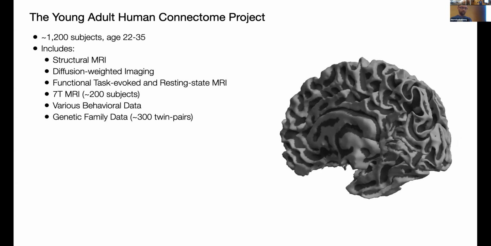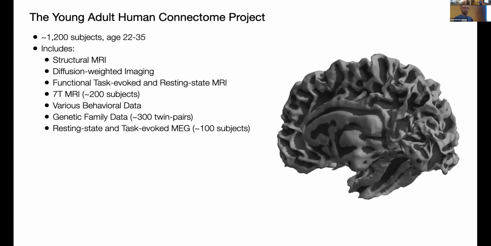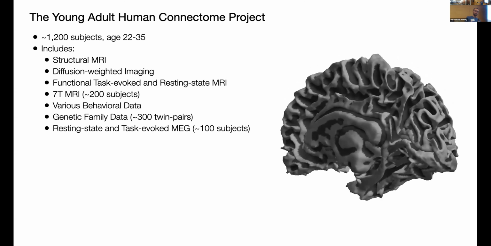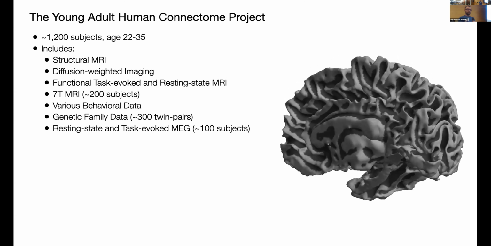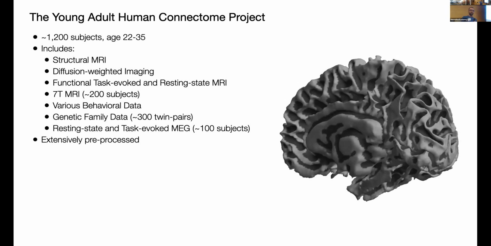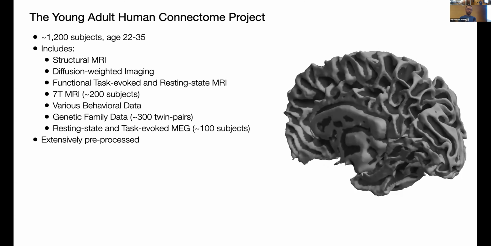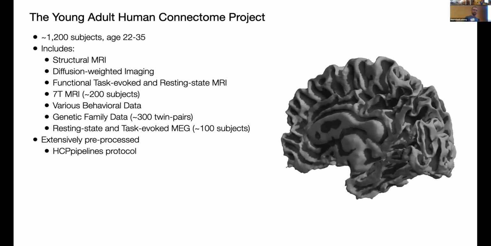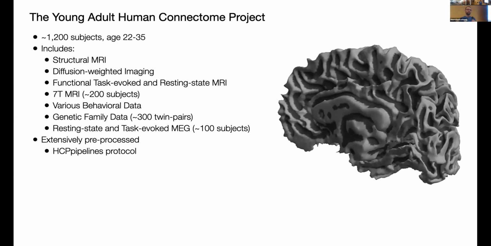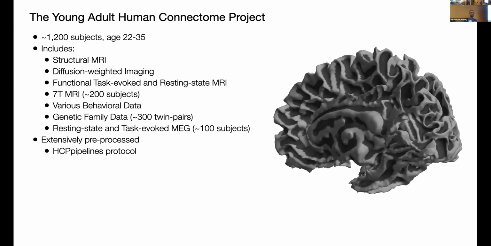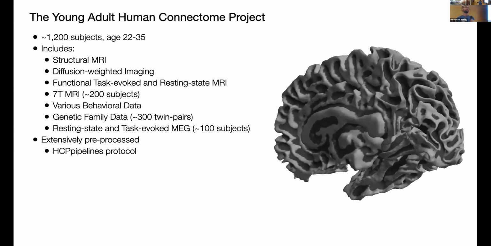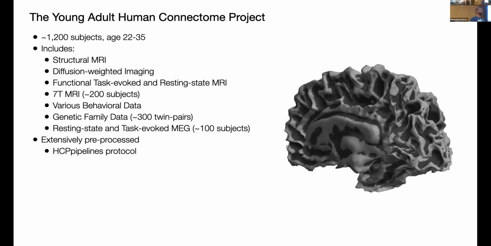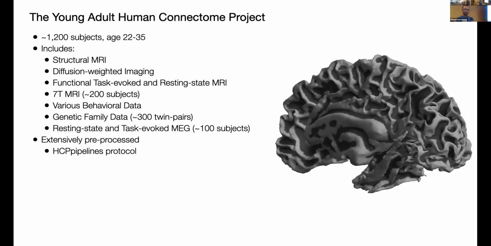It includes both task evoked and resting state MEG scans for about 100 subjects. And these data all exist both in raw form as well as in various stages of pre-processing. The pre-processing was actually done with a now standard pipeline called the Human Connectome Project Pipelines, or HCP pipelines. That's available on GitHub. And it's also part of fMRIPrep. So if you like the Human Connectome Project's way of analyzing data, fMRIPrep supports that as well.